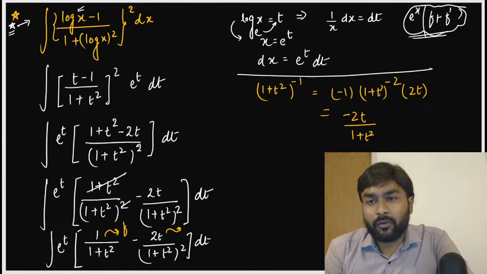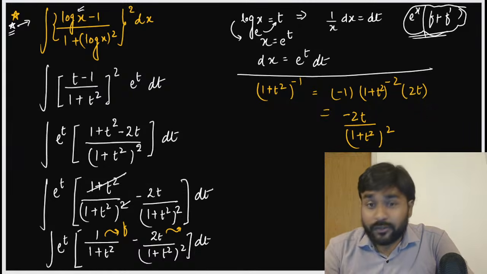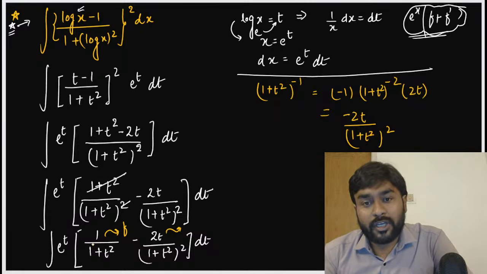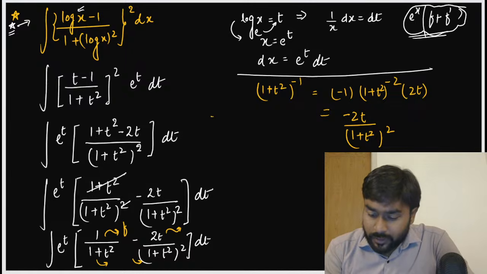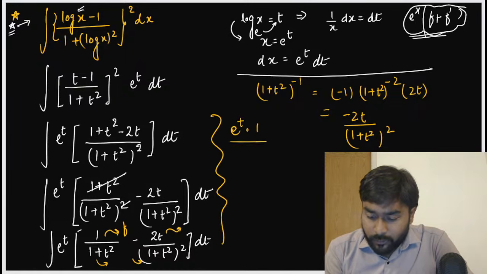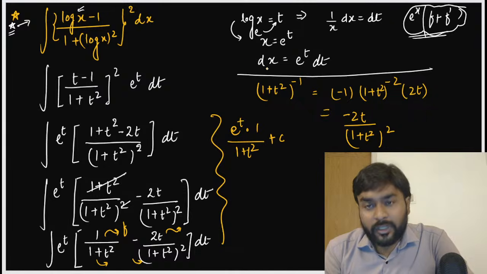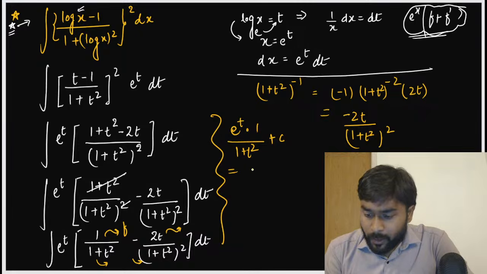1 plus t square whole square. Okay, this will become... And this is only our target, correct? This is f(x), this will become f'(x). So the final answer you can quote: e^t into 1 by 1 plus t square plus c. And e^t you can write as x, and t you can write as log x. So x by 1 plus log x whole square plus c.